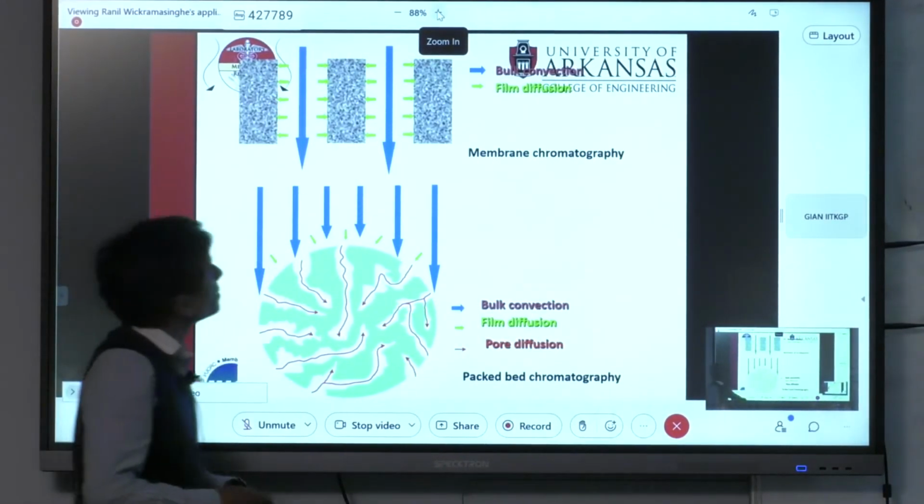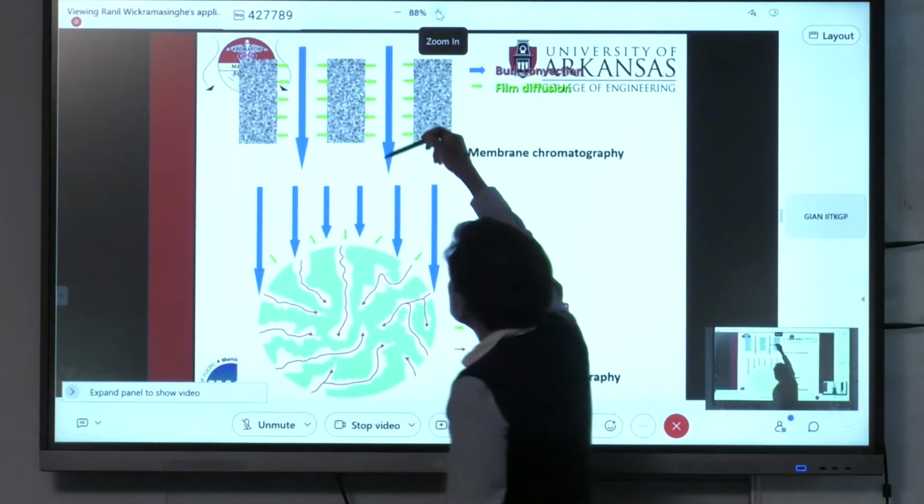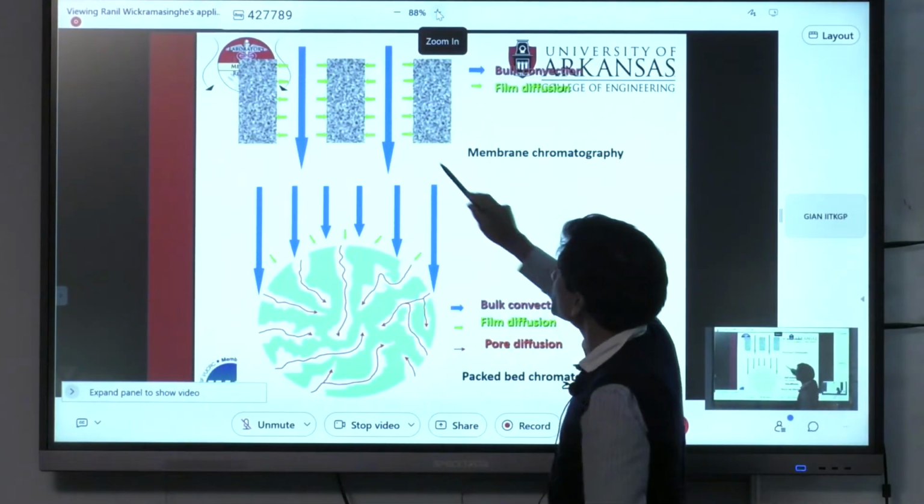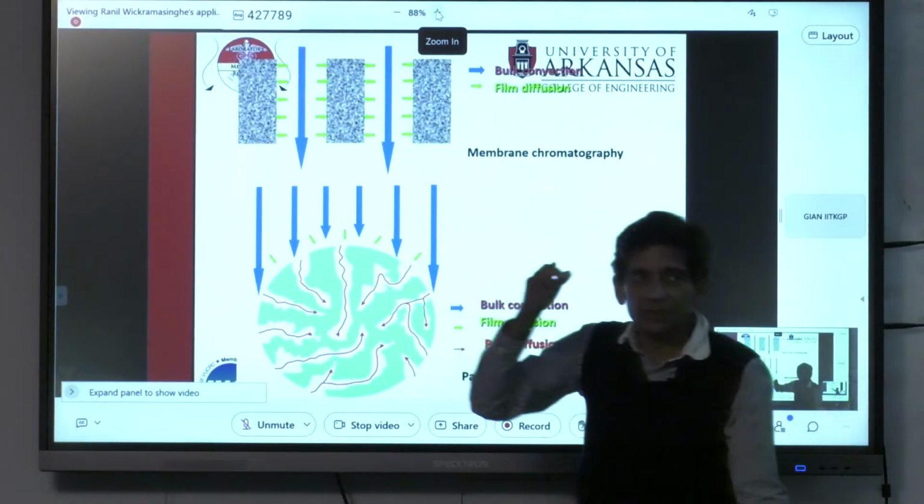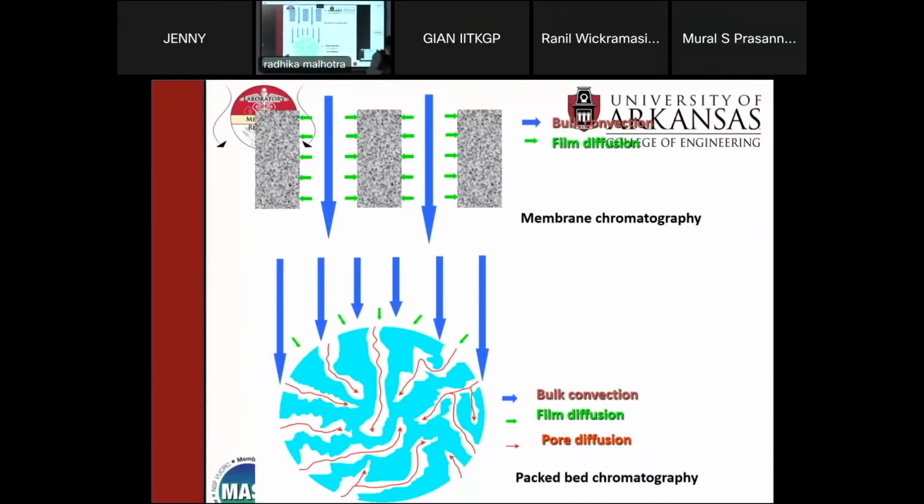Here is the other way with the membrane. With the membrane, you're going to pump through the pores, so there's no more of this pore diffusion. You do have a slight film resistance on the surface, but that is why membranes are attractive. Okay.